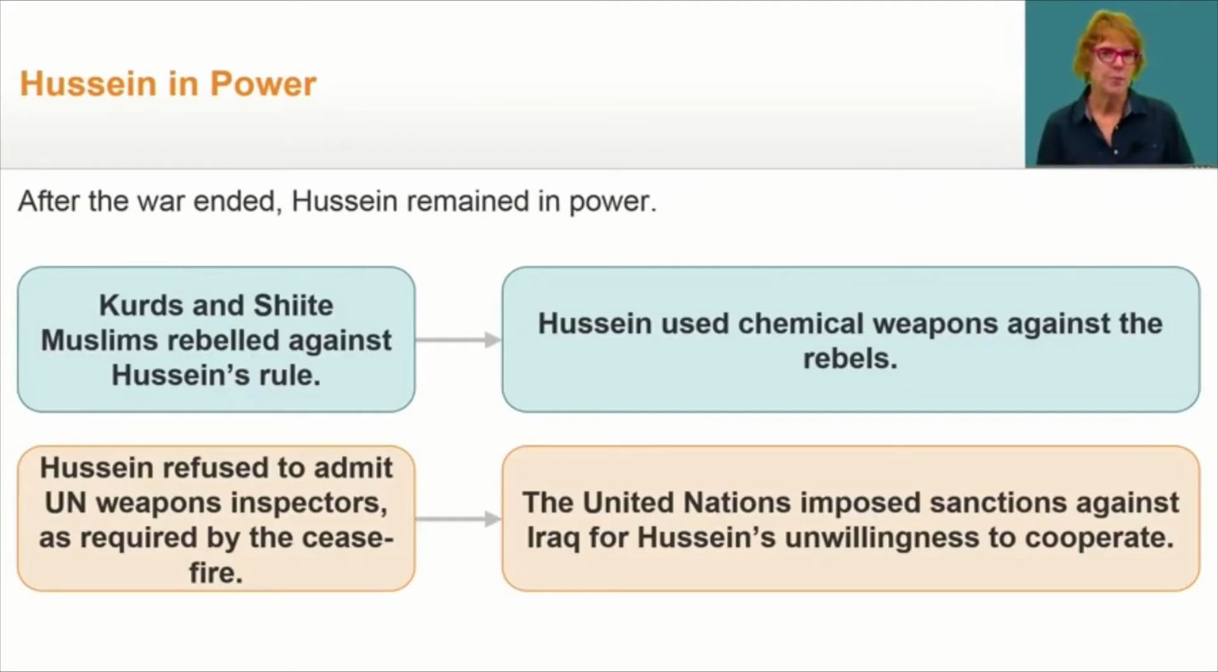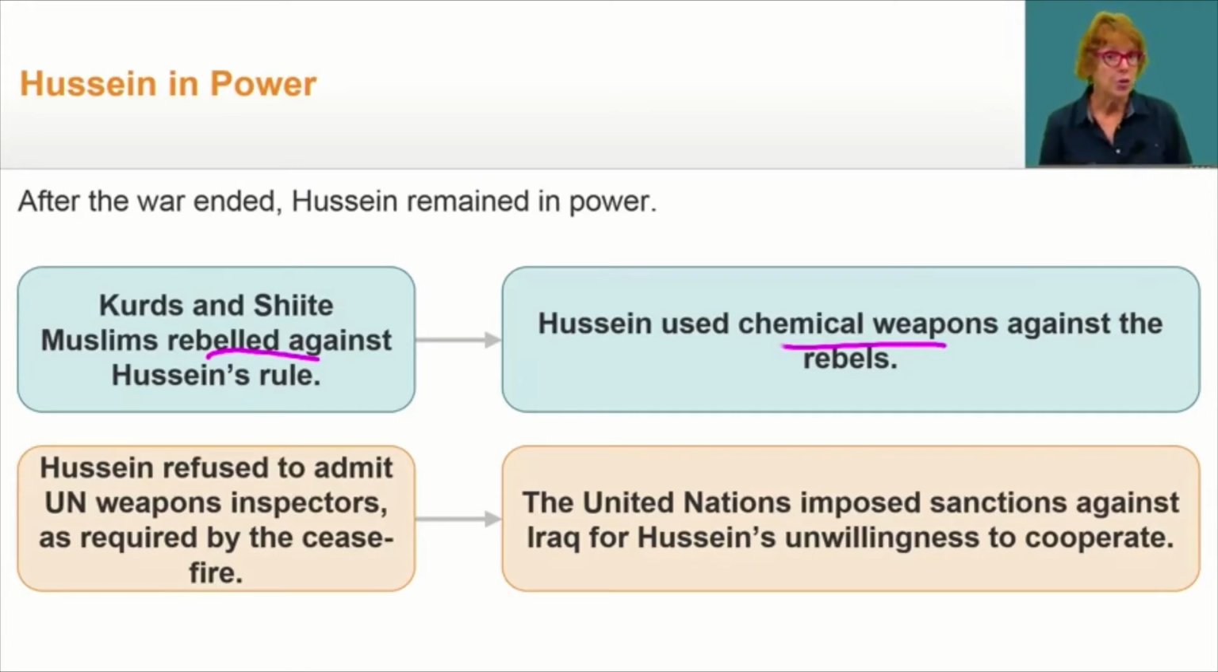Despite the events of the war, Hussein did not curb his ruthless methods after his defeat in Kuwait. The Kurds, for instance, were an ethnic group that lived in the northern part of the country. The Shiites were an Islamic sect that lived in the southern part of the country. Both groups rebelled against Hussein's rule. Hussein cracked down on them, using chemical weapons against the rebels, such as mustard gas, to suppress their rebellion.